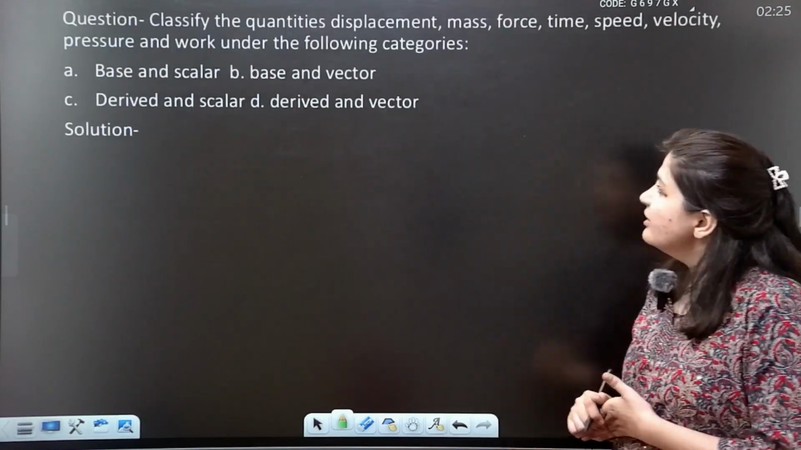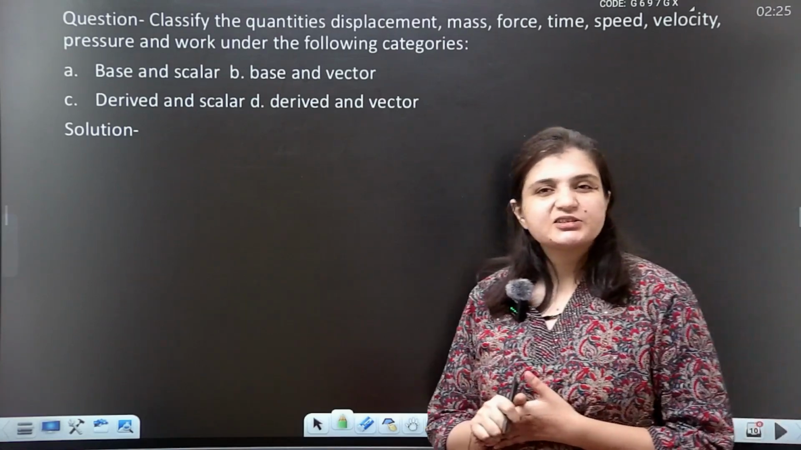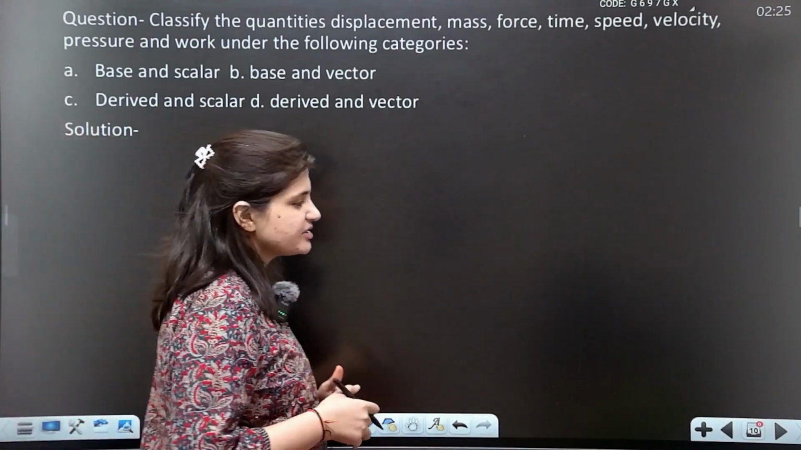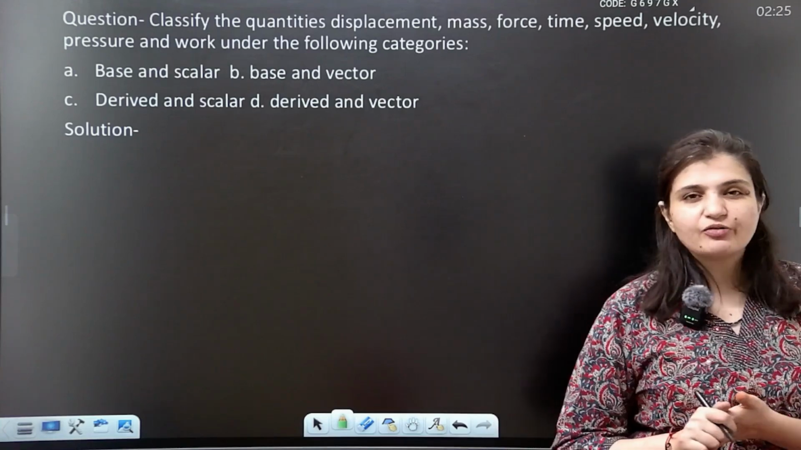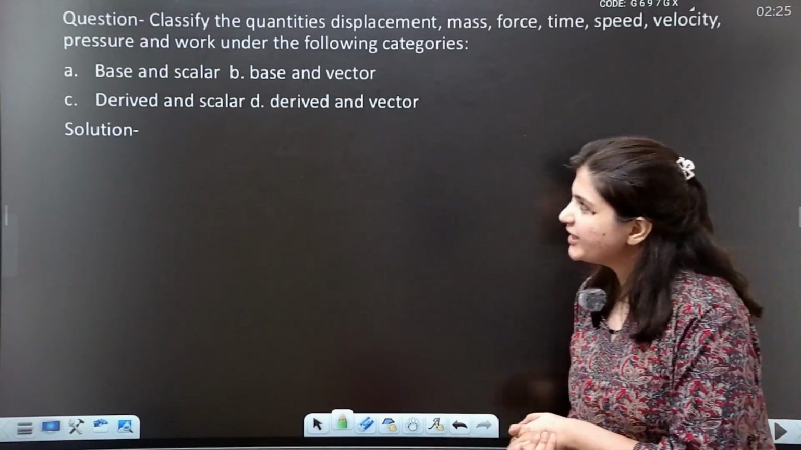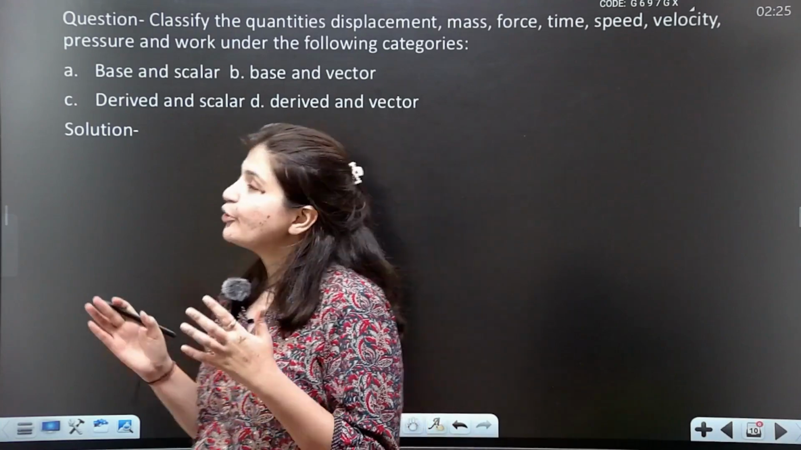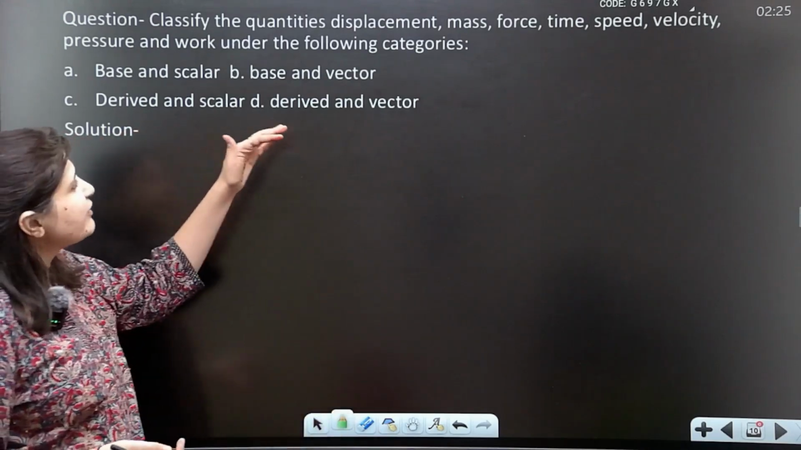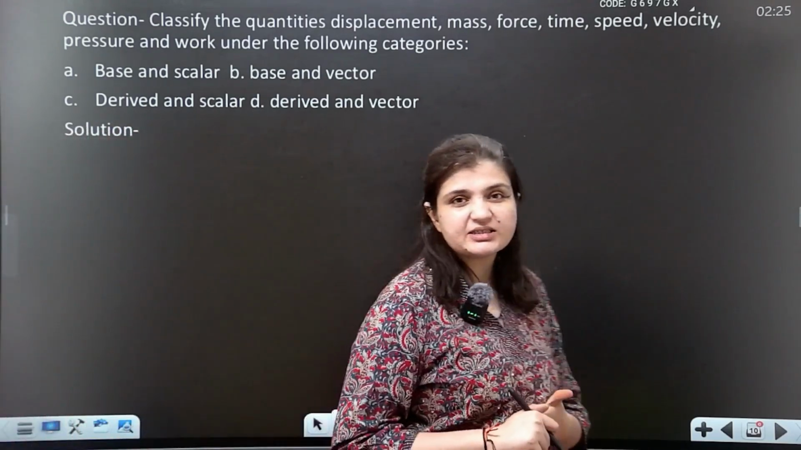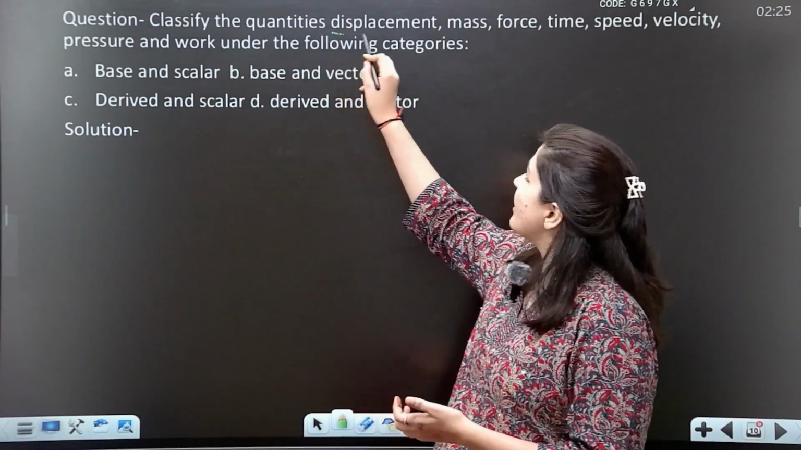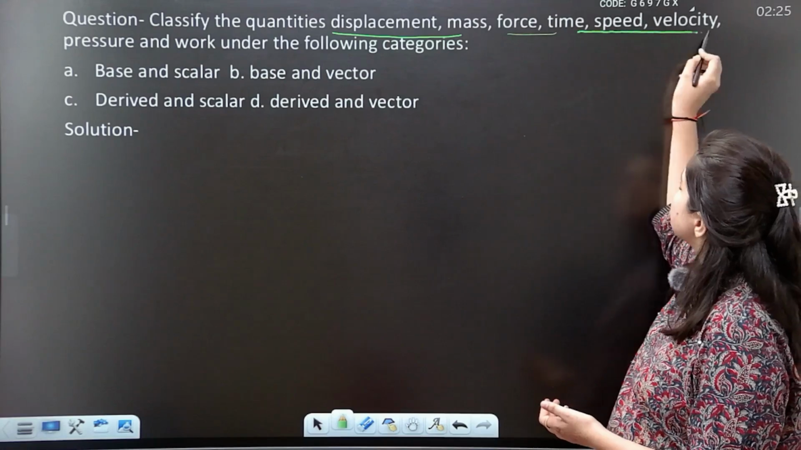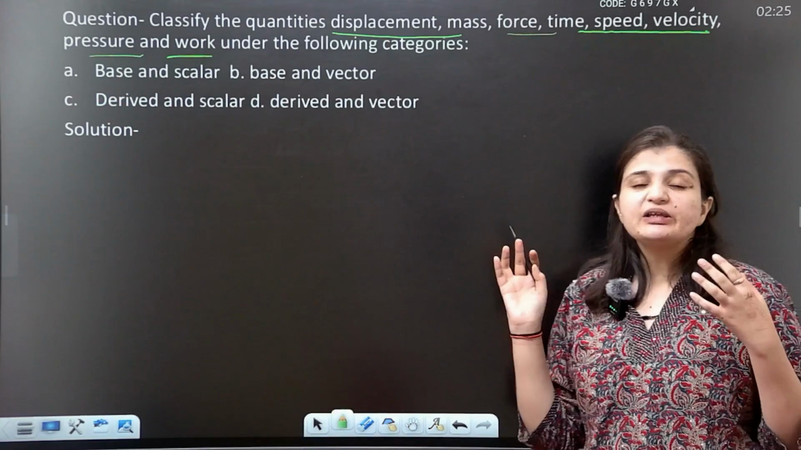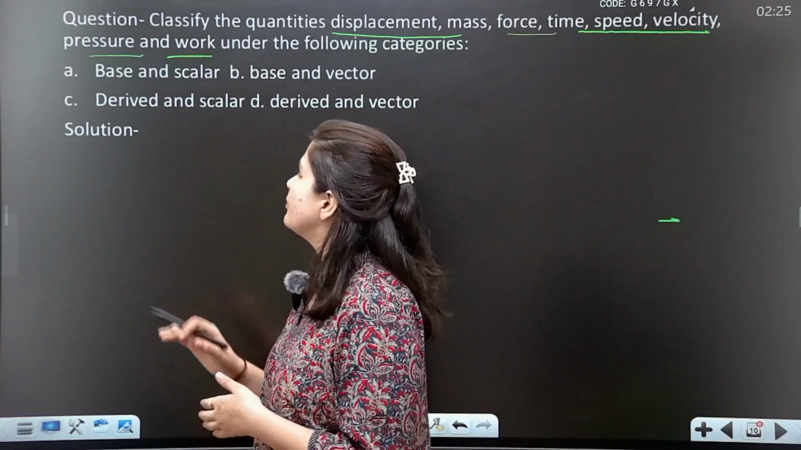Now, let's solve this numerical, students. Let's understand what this question is talking about. I will give you all 15 seconds to think, and then we will solve it. So what is this numerical saying? We have to classify the various quantities: displacement, mass, force, time, speed, velocity, pressure, and work. We have to place these quantities into four categories.